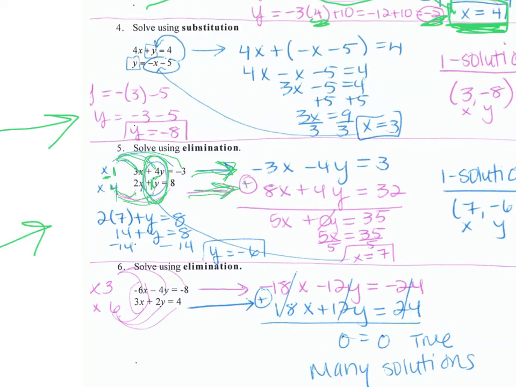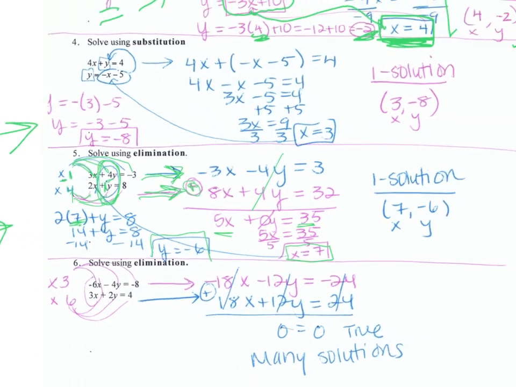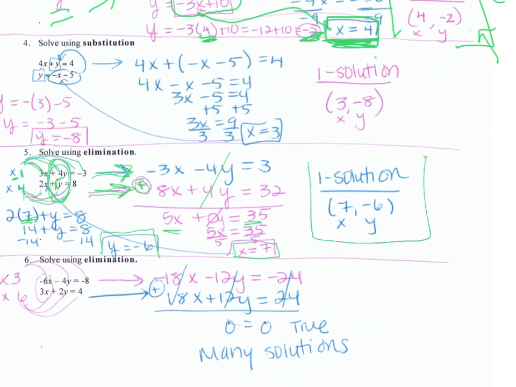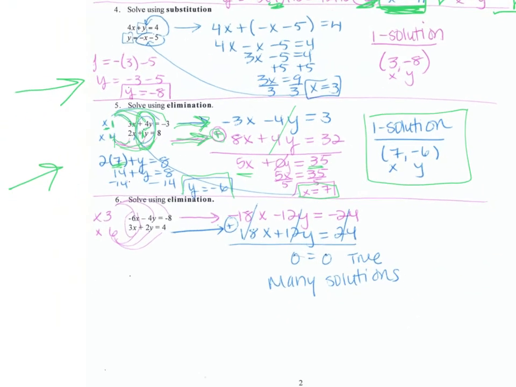When you add them up, your y's cancel out. Therefore, you're left with 5x equals 35, giving you x is 7. Then you go to either equation, plug in 7. So I went to the bottom, solve, and you get y is -6. So these lines cross at one spot at 7, -6.